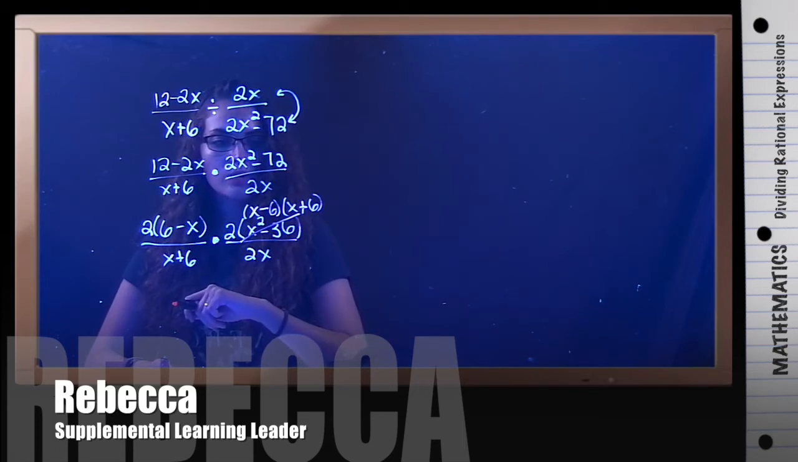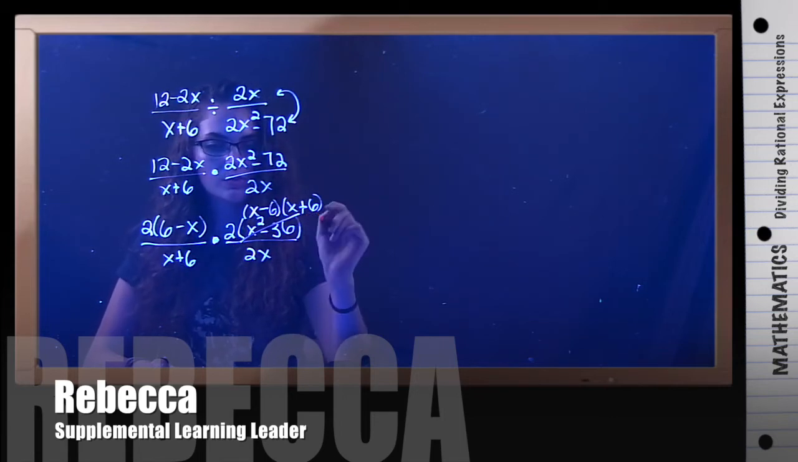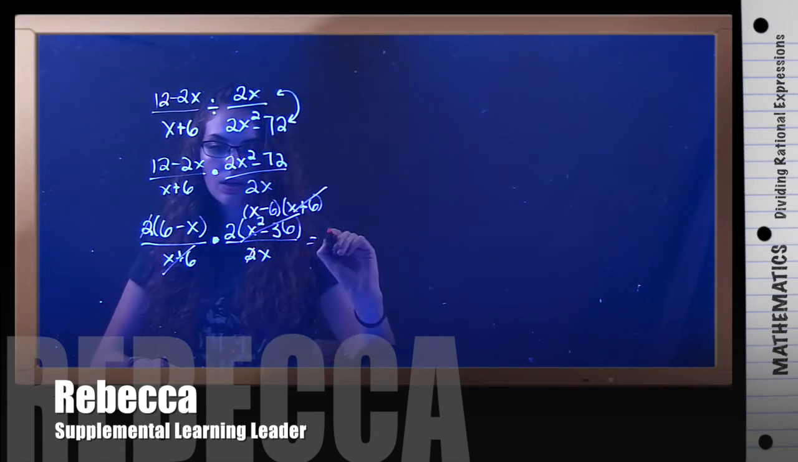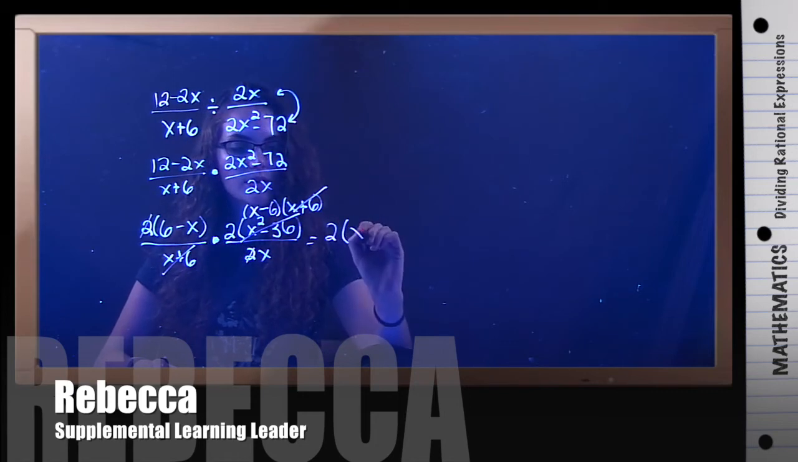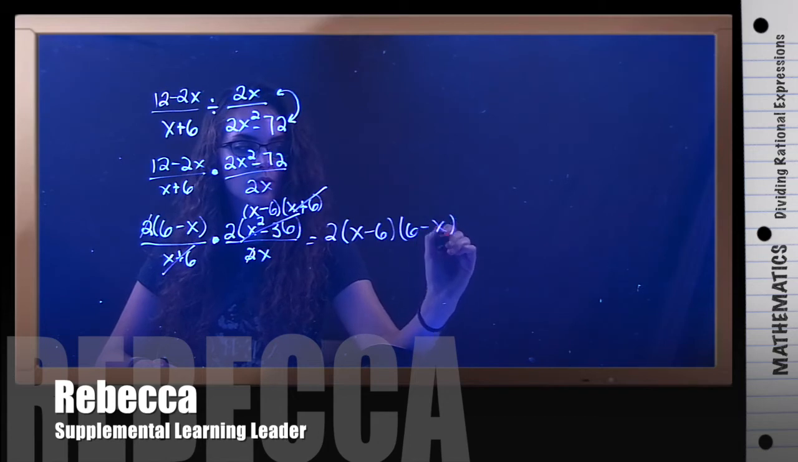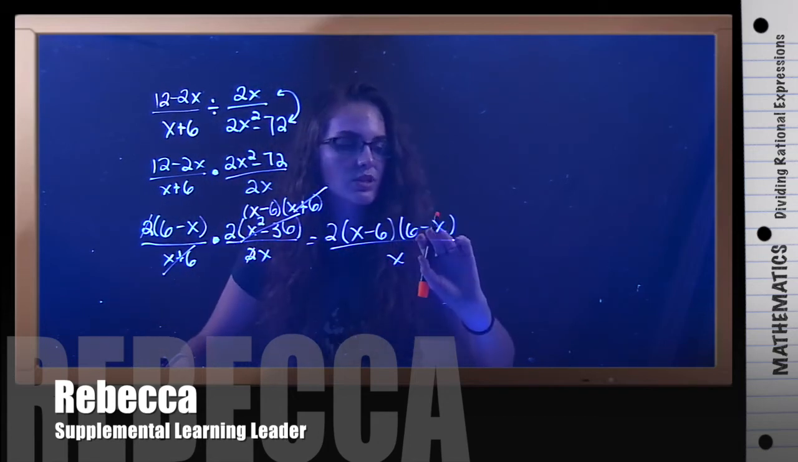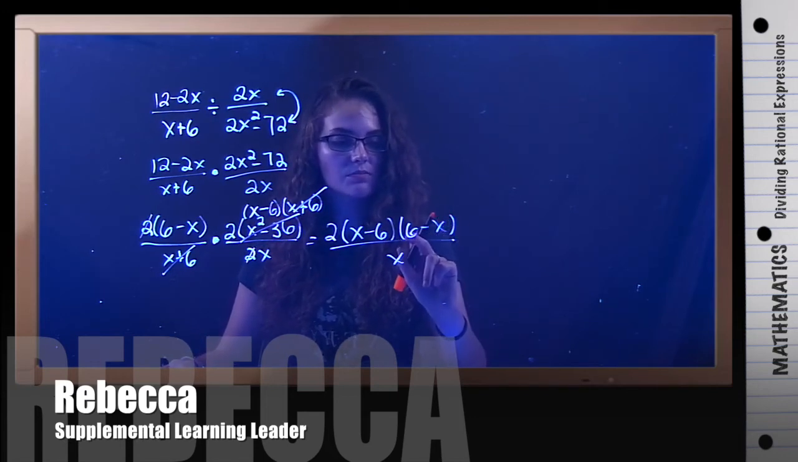And now we can cancel anything that will cancel. So what I notice is that this x plus 6 will cancel out with this one. And we have a 2 here that will cancel out with this one. That looks like it. So we have 2 left over. We also have this x minus 6 and a 6 minus x over x. Now, this really isn't completely factored because your x should always be your first term.